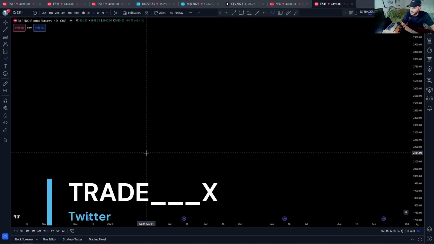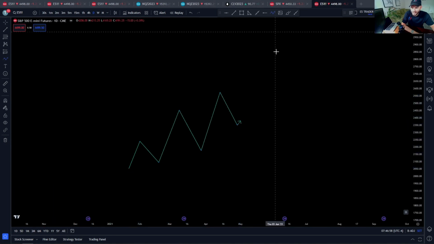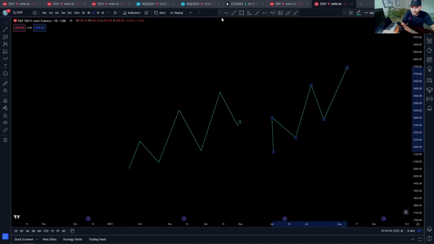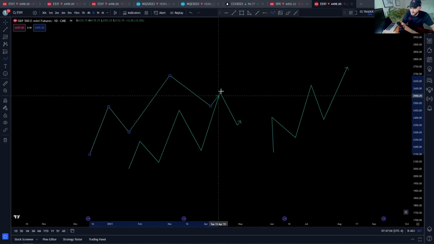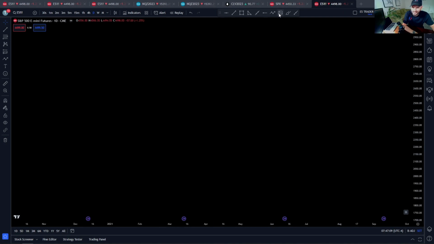Price is always moving in swings. If you're trading on the 1 minute, you're going to have a swing. If you trade on the hourly, you are going to have a swing. If you trade on the daily, guess what? You will have a swing. Now, what's important to know about these swings is that there are parent swings and subordinate swings.